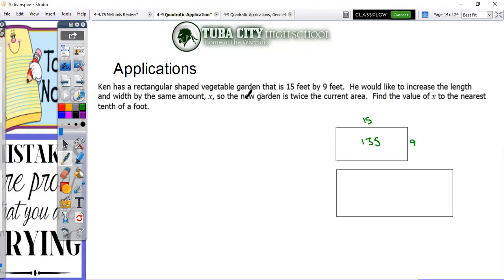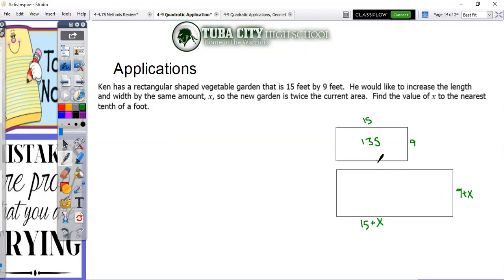And it says here he'd like to increase this length and width by the same amount. So this would be x plus 15 or 15 plus x. Well, I guess it wouldn't really matter. We could say x plus 15 or 15 plus x. It would still come out to be roughly the same amount. And on this side here, we have 9 plus x because we are increasing it by the same amount. So if we increase this by x, we would increase this by x. That way, again, we increase the length and width by the same amount.